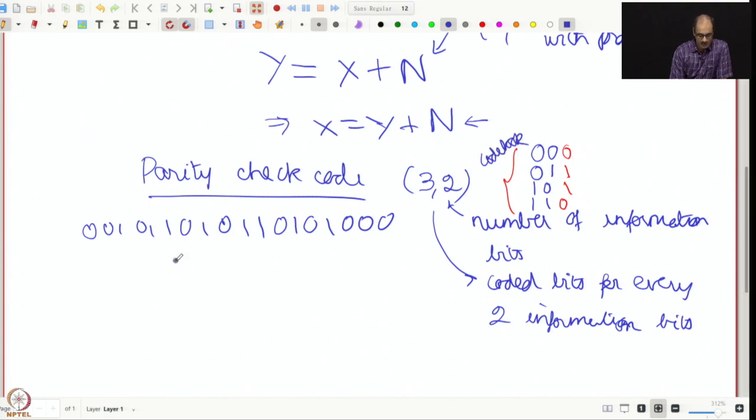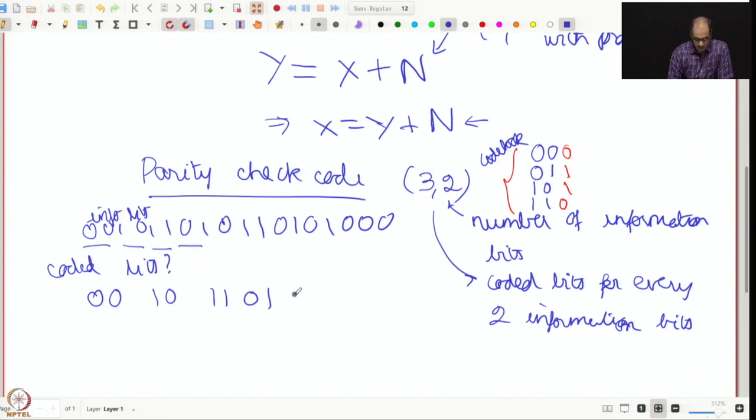Now with this code book, let's say that these are the information bits: 0 0, 1 0, 1 1, 0 1, 0 1, 1 0. So what are our coded bits? Let's just add the parity bit for these. For 0 0, our parity bit is 0. For 1 0, our parity bit is 1. For 1 1, our parity bit is 0. For 0 1, our parity bit is 1. For 0 1, our parity bit is 1. For 1 0, it is 1.